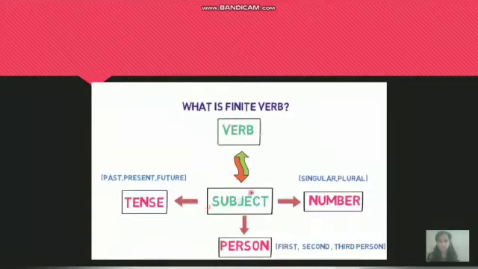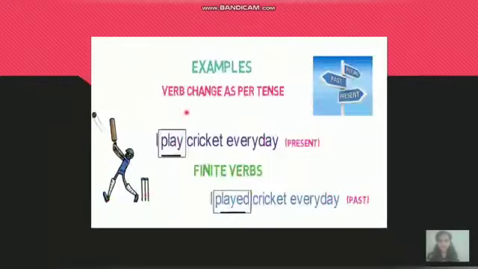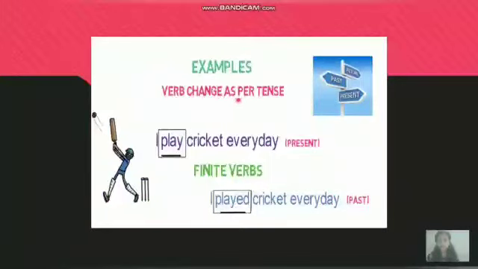So what is a finite verb? A finite verb changes depending upon the tense, number, and the person. Now let me give you examples for each. I told you that the verb changes as per the tense. Now look at this example.